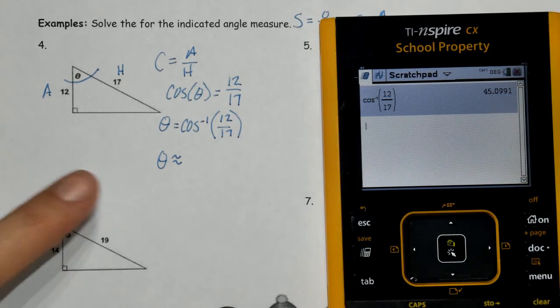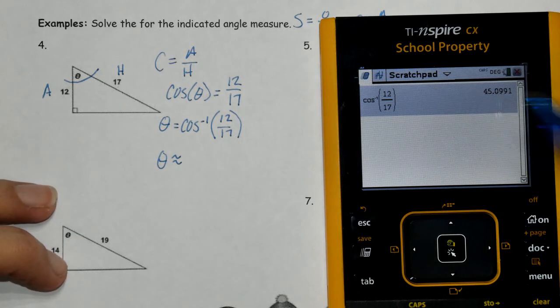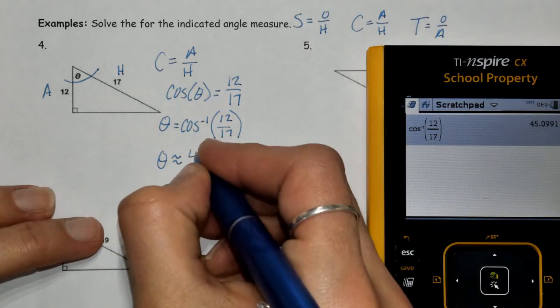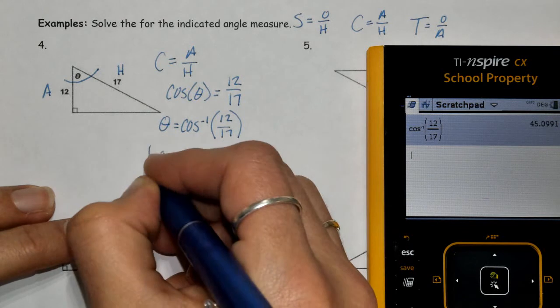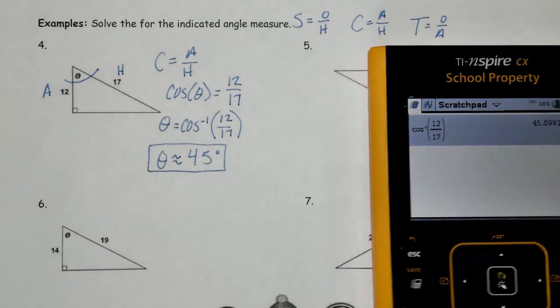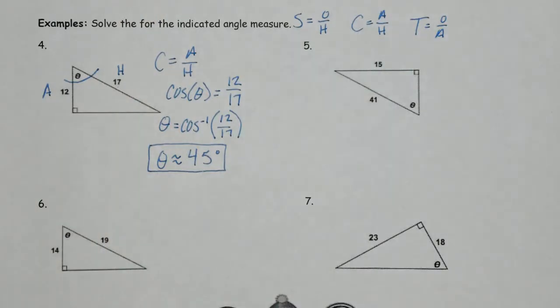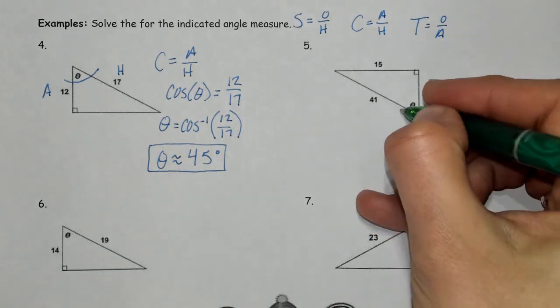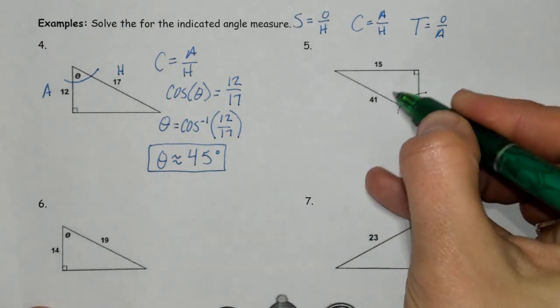Okay. So here we'll just round to the nearest whole number. 45.0 tells us approximately 45 degrees. And there's your angle measurement. I love the inverse. Next, here's my reference angle. Do I have my h for hypotenuse?